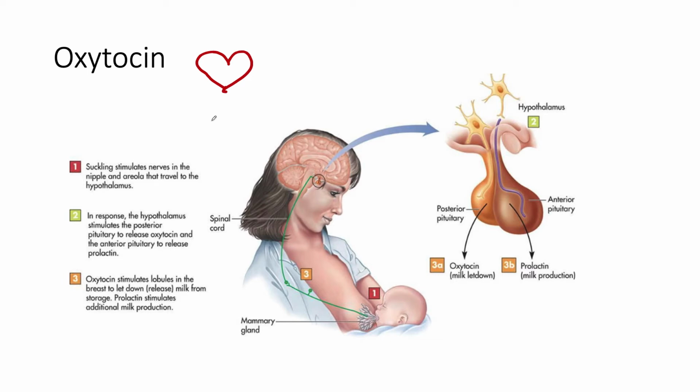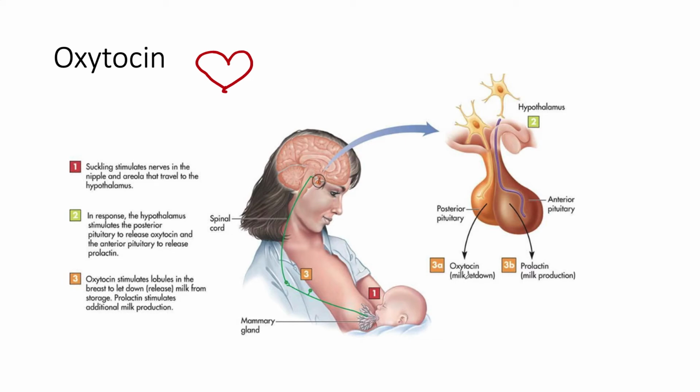So if you are a nursing mother, the suckling action of the baby will send signals up to the hypothalamus, and the hypothalamus will stimulate the posterior pituitary to produce oxytocin, and oxytocin will cause the milk to let down. Now, sometimes you don't even need the baby to start suckling. Just hearing a crying baby will cause the hypothalamus to release oxytocin, and that's when the milk starts coming out, even if the baby's not ready yet.